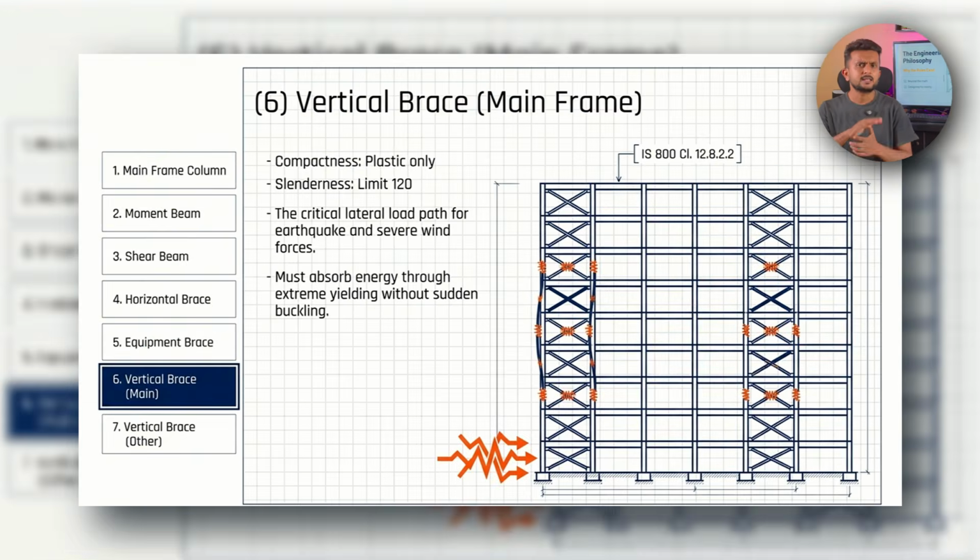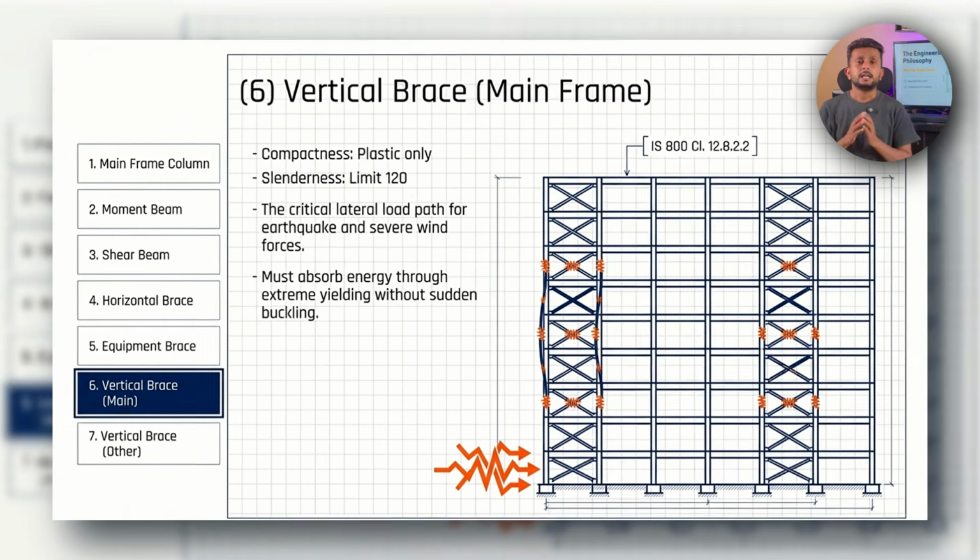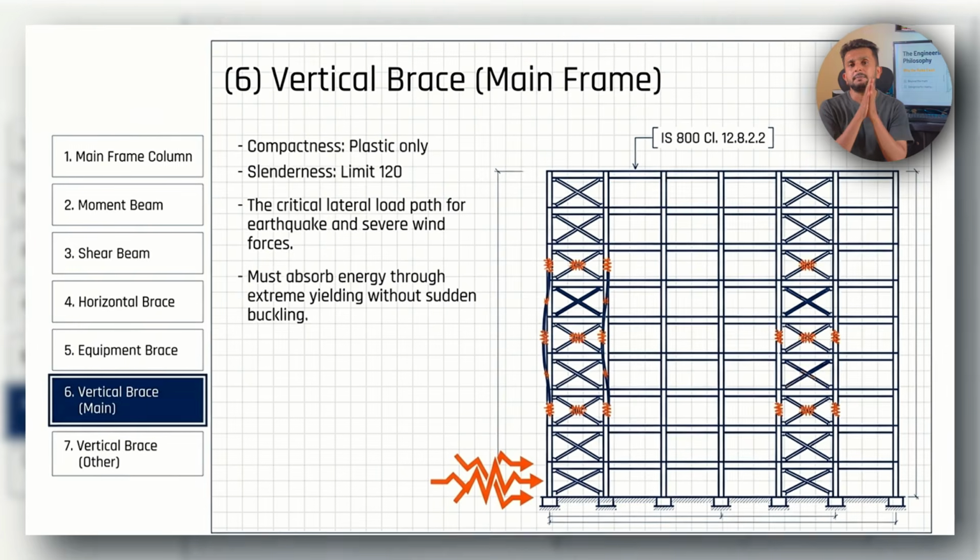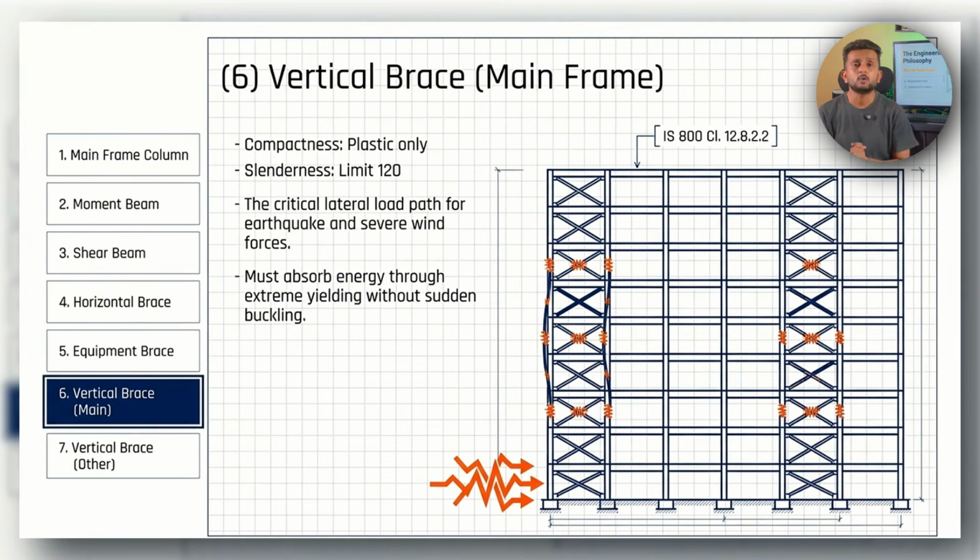Next is vertical braces. Here, if it's a main frame, it can be plastic only, and the slenderness limit over here is 120. See, this is your lateral load resisting system, the thing that stops your building from swaying under earthquake or wind load. It must stay stiff, must stay ductile, must absorb energy through yielding and not buckling suddenly. Clause 12.8.2.2 of IS 800 governs this specifically, so no relaxation is allowed here.